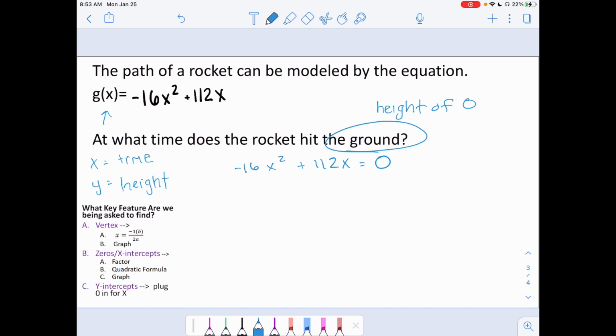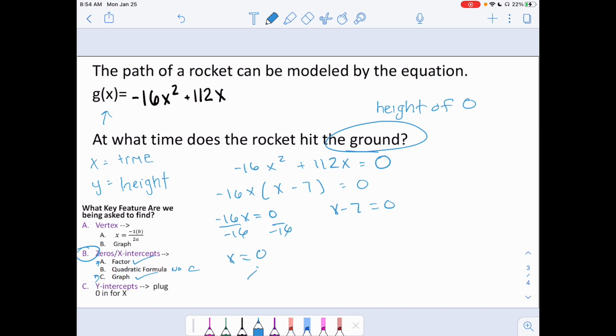So it looks like I'm looking for a 0 or an x-intercept, and we're going to solve it two ways. We're going to solve it by factoring and graph. I'm not going to use the quadratic formula because there's no c value, so I think these other two options would be easier. Let's try factoring. I'm going to pull out a negative 16x, and when I do that, I'm left with x minus 7. Negative 16 times a negative 7 is 112. Now set each of my factors equal to 0, and I'm going to solve for x.